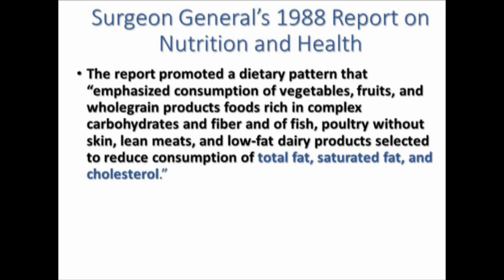Looking at the Surgeon General's 1988 report on nutrition and health, we get a clearer understanding of the health of the nation. The report promoted a dietary pattern that emphasized consumption of vegetables, fruits, whole grain product foods rich in complex carbs and fiber, and of fish, poultry without skin, lean meats, low-fat dairy products, selected to reduce the consumption of, indeed, total fat, saturated fat, and cholesterol.